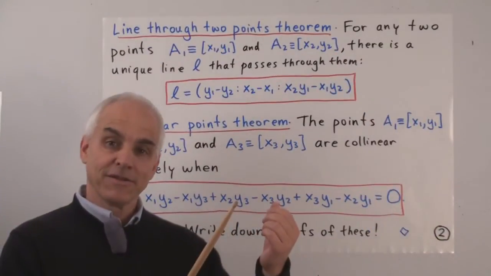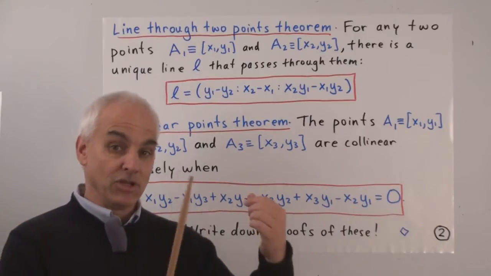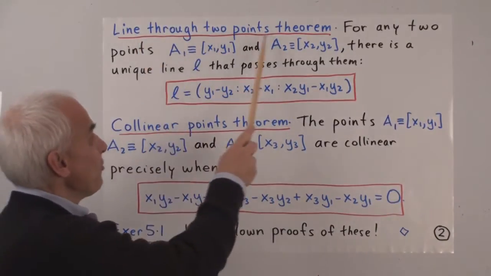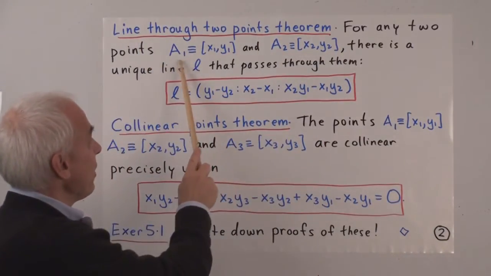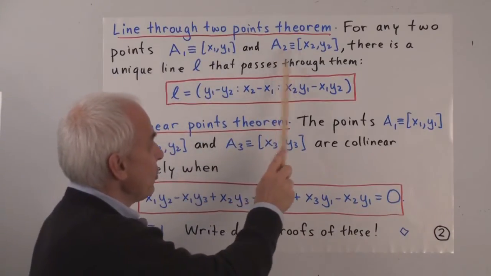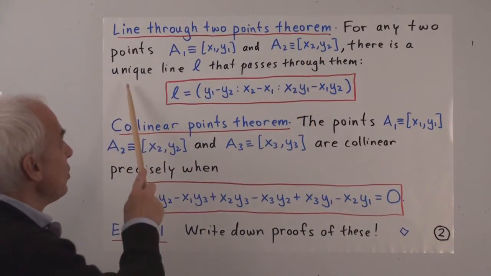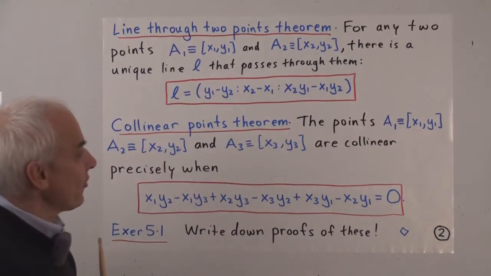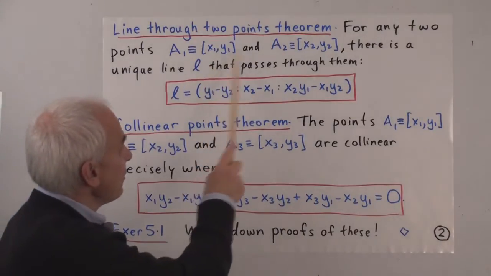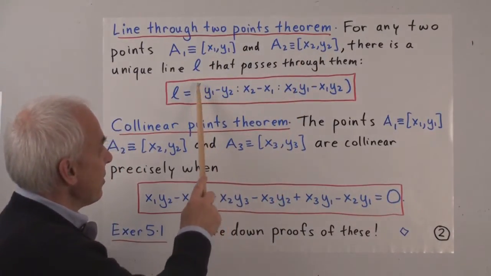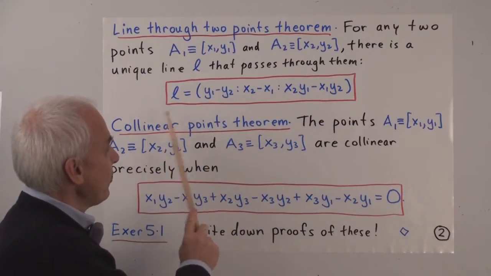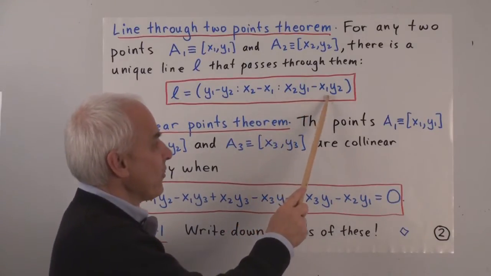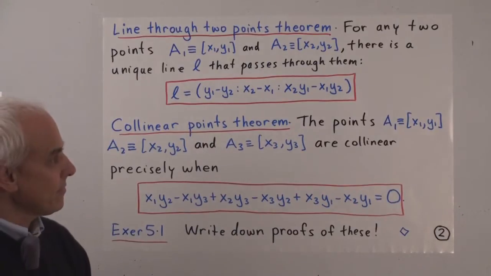Now, any 2 points in the Cartesian plane, if they're really 2 points, that is if they're different, determine a line. The line through 2 points theorem says that for any 2 points A1 = [x1, y1] and A2 = [x2, y2], there is a unique line L that passes through them. And here is the line L, depending on these 4 numbers. It's the line (y1 - y2 : x2 - x1 : x2 y1 - x1 y2).